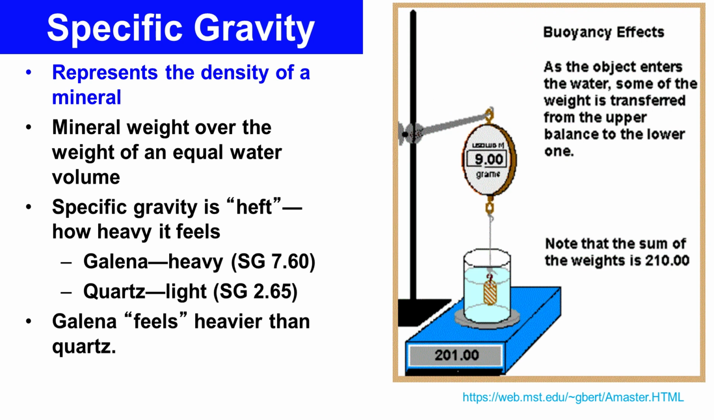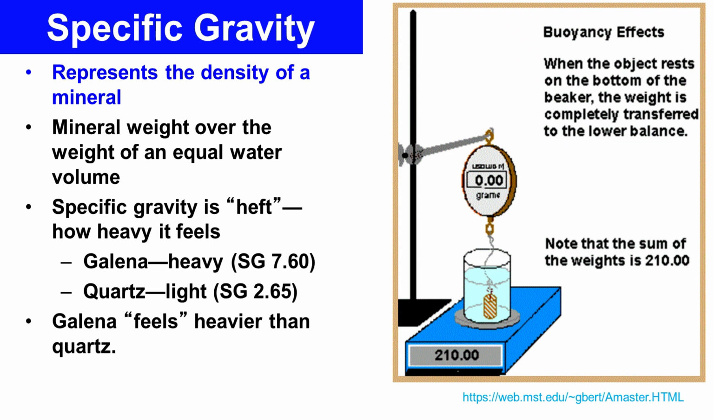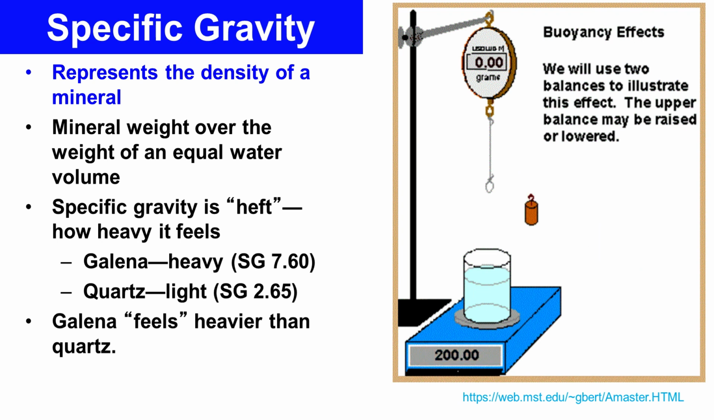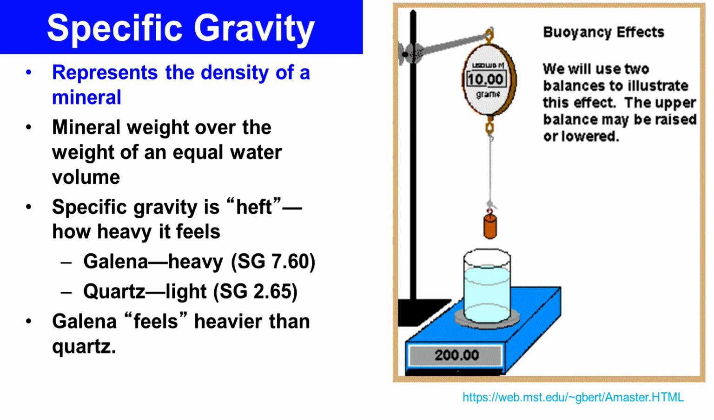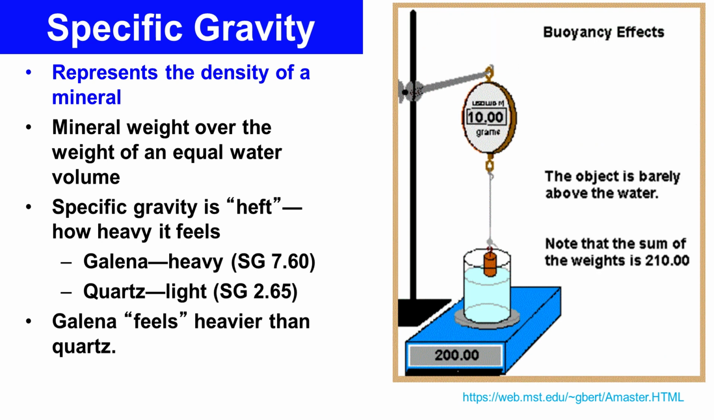So when you swim, you feel a bit lighter in the water compared to your weight on the ground because of the water's buoyancy. Buoyancy is a tendency to float in water or air or some other fluid. Here is the buoyancy effect: a 10-gram object is measured as 9 grams in the water. As the object enters the water, some of the weight is compensated by the buoyancy of the water.